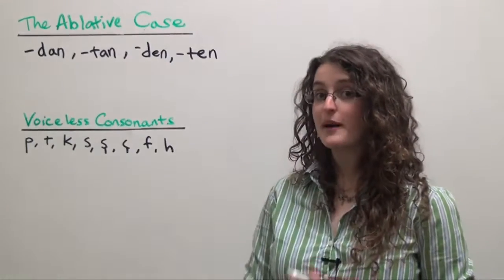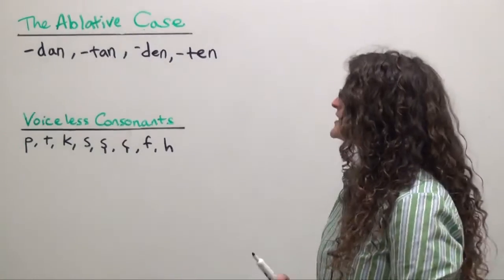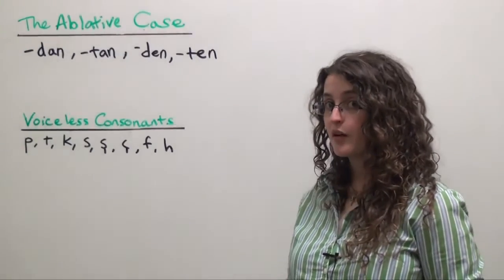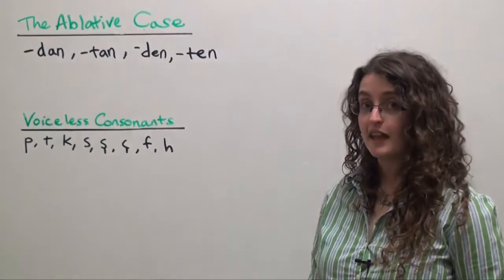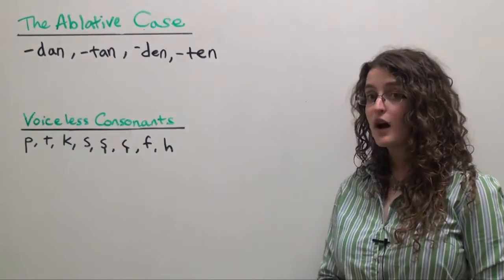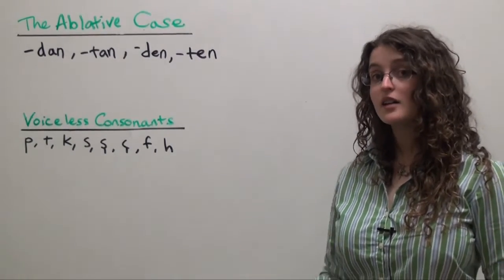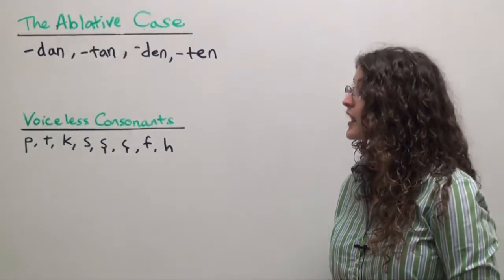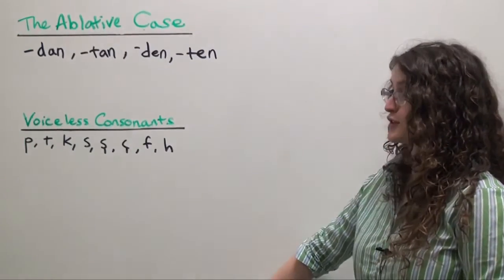Now we're going to talk about the ablative case in Turkish. The ablative case is a set of endings which follow the rules of two-way vowel harmony and are commonly used as the equivalents of the English expressions from, of, because of, via, through, and the comparative than. Let's look at how we're going to form the ablative case in Turkish.